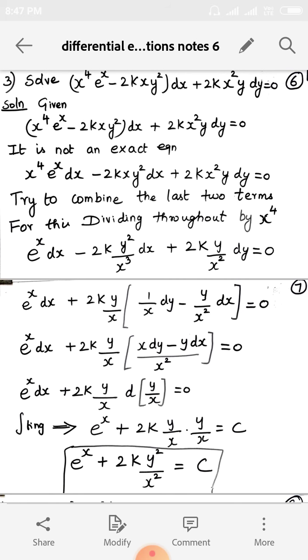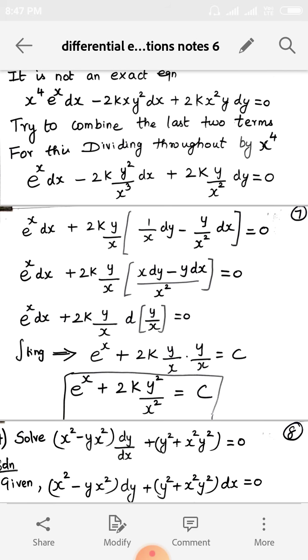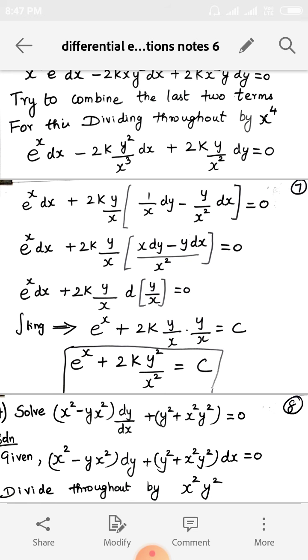First write the given equation and then check whether it is exact or not. So it is not an exact equation. The next step, you have to split the equation, and the next one, divide the equation throughout by x power 4, and the next step, combine the last two terms. So we get e power x dx plus 2k y by x. Next step is taking LCM, we get x dy minus y dx by x square. So again is equal to 0.